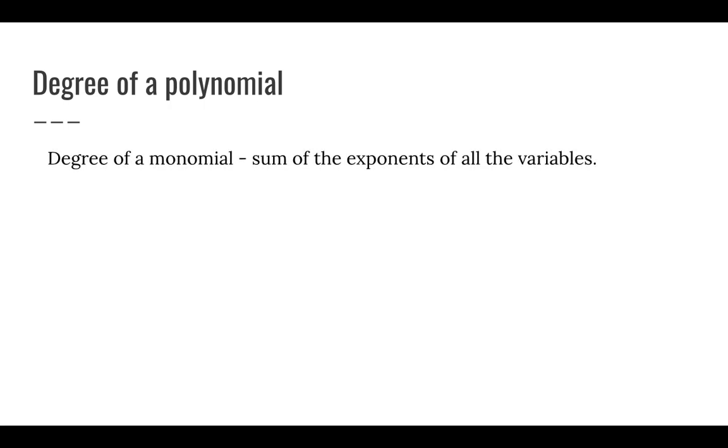The degree of a monomial is the sum of the exponents of all of the variables. If there are no variables in the problem, then the degree is just the number 0. Because there are no variables, I have 0 as a degree.